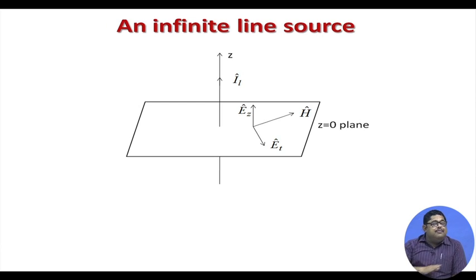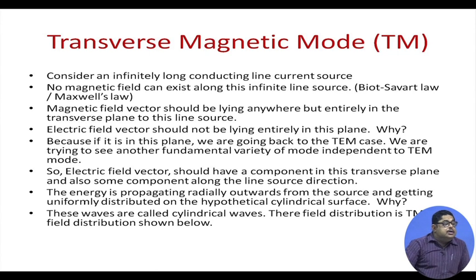Now, let us see an infinite line source. This is a z directed line source; instead of an infinite sheet of current which produces TEM waves, we are now seeing an infinite line source. So, the source is an infinite line, let us call it IL. Now, the z equal to 0 plane will be the transverse plane to this. Consider an infinitely long conducting line current source. No magnetic field can exist along this infinite line source; that is the Biot-Savart law or Maxwell's law, that if you have a current source, the magnetic field is always perpendicular to that. That means, along this line source there is no magnetic field component.